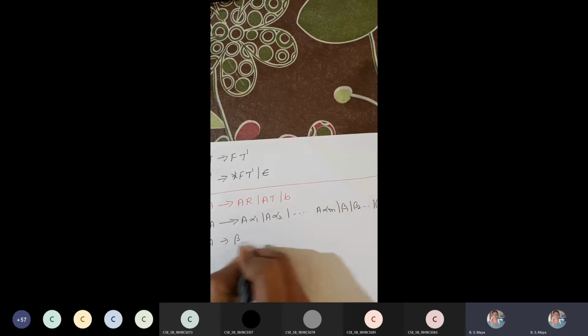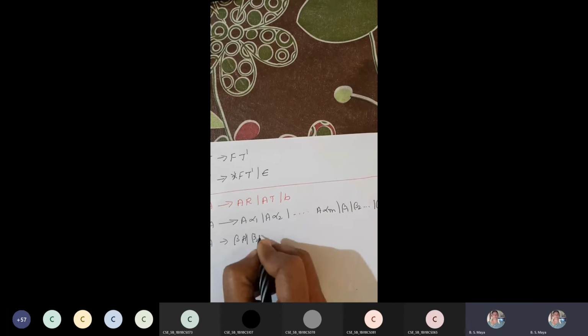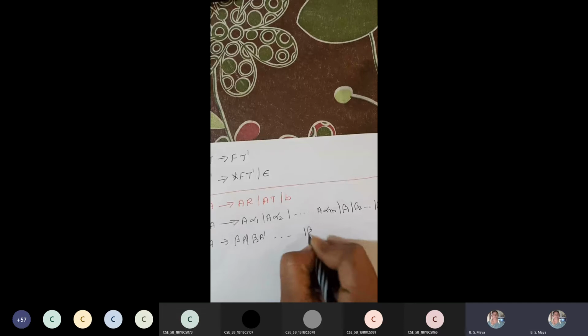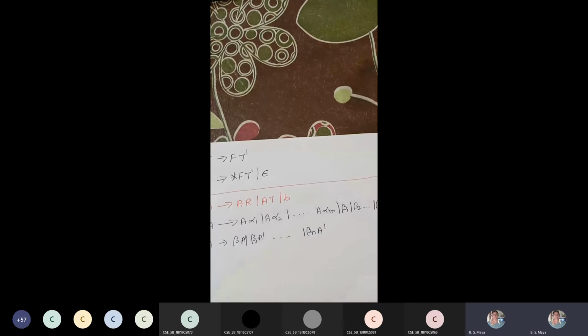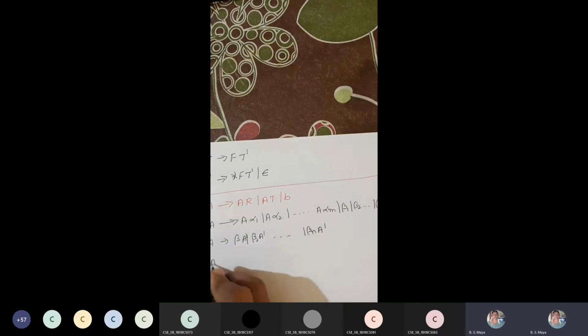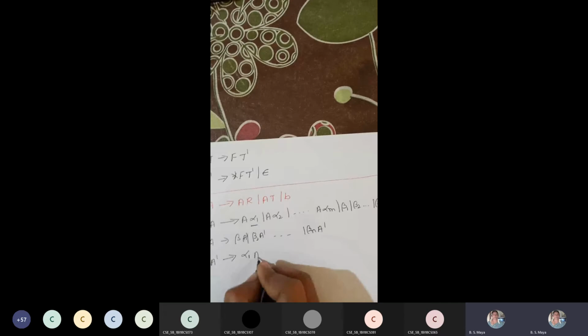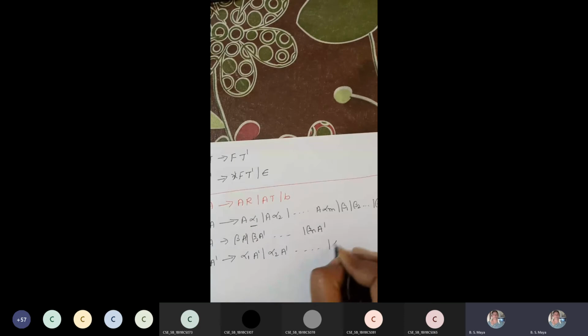You can start with beta 1 into A dash, beta 2 into A dash, dash dash dash, beta N into A dash. This is your general formula. What is A dash? A dash is alpha 1 into the remaining: alpha 1 into A dash, alpha 2 into A dash, dash dash dash, alpha M into A dash, and epsilon. According to that, I have to do this problem.